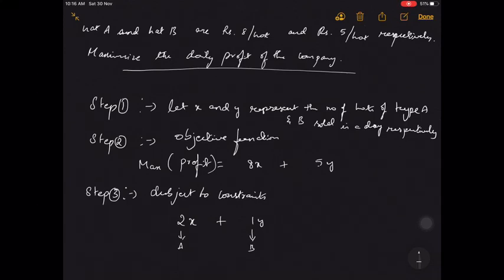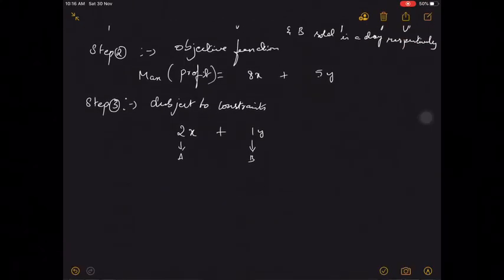Collectively, 2x hours to make x hats of type A, and y hours to make y hats of type B. Now the total time is obtained by adding the time taken to make both the hats, and that should not exceed the available time.